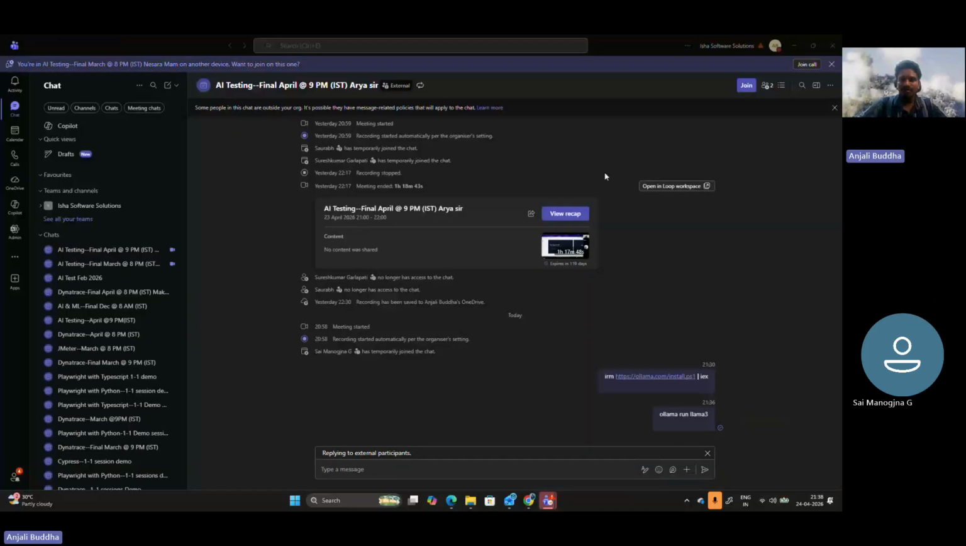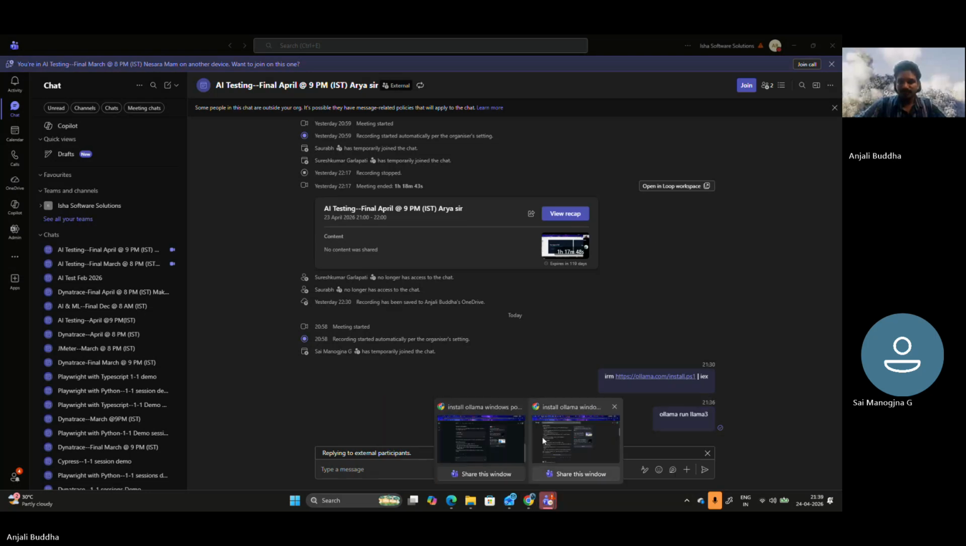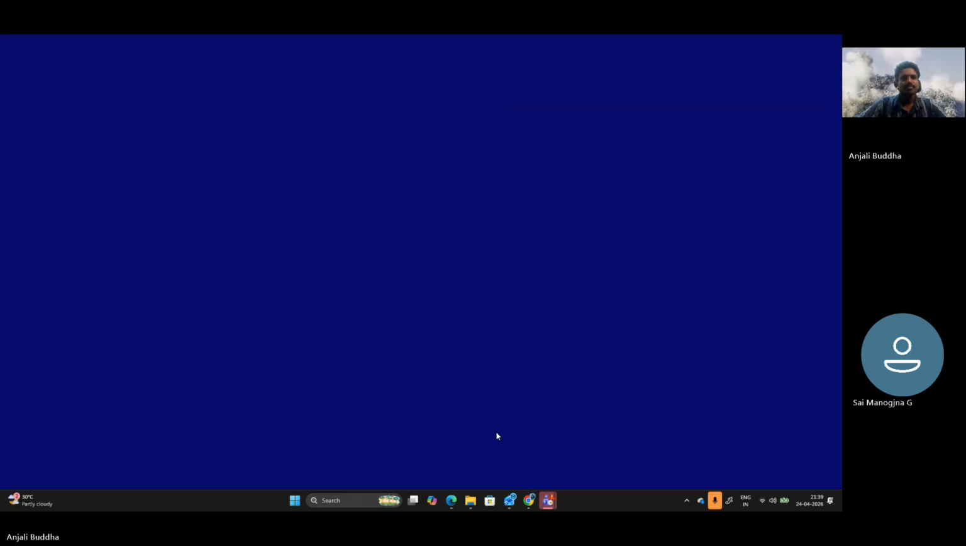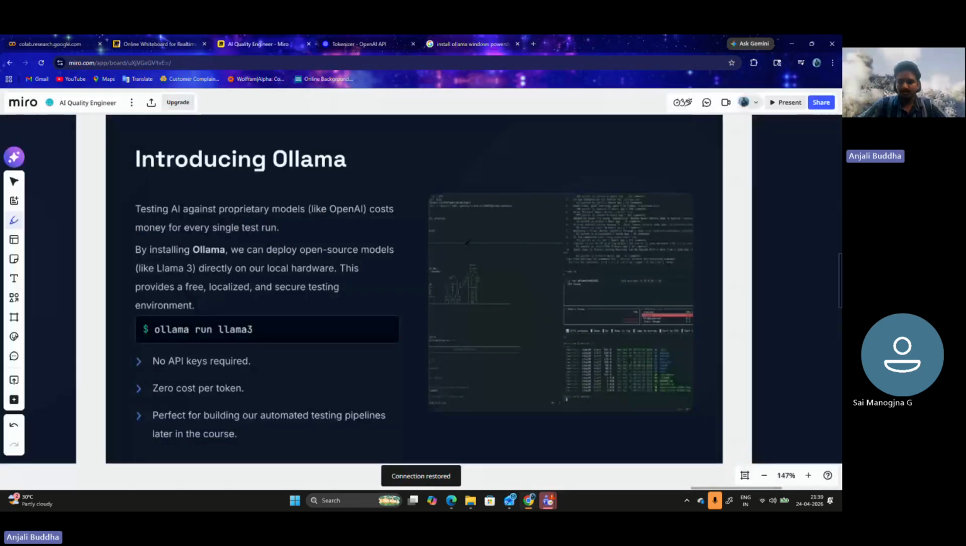Once you don't want to use that model anymore, what you can do is just say /bye, and that should end the model's usage.